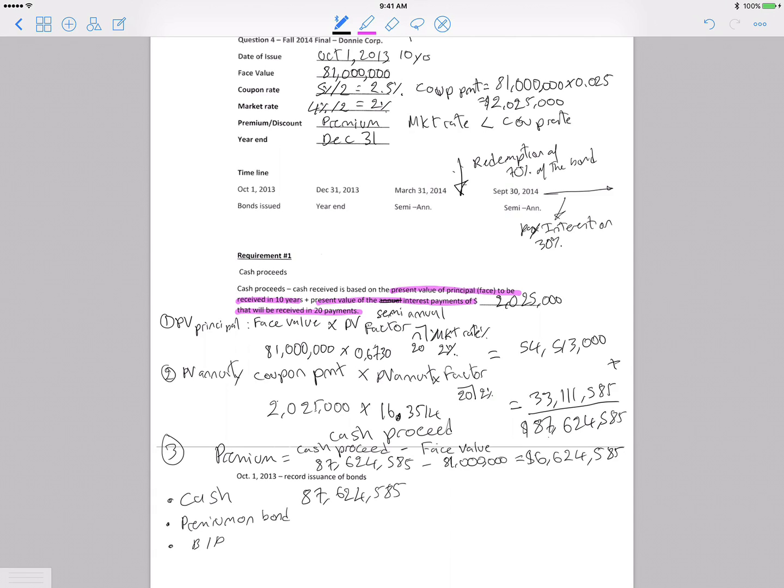Just a way to see it, now we just record the debt, which is 81 million. So now you see that there's a difference between the two, and this difference is on the credit side, so you record the premium on bond on the credit side, which is 6,624,585. So we did the first requirement. We calculated the cash proceed, the premium, and then we recorded the issuance of the bonds. So the cash proceed, and then we have the premium on bond, and we have the bond payable.